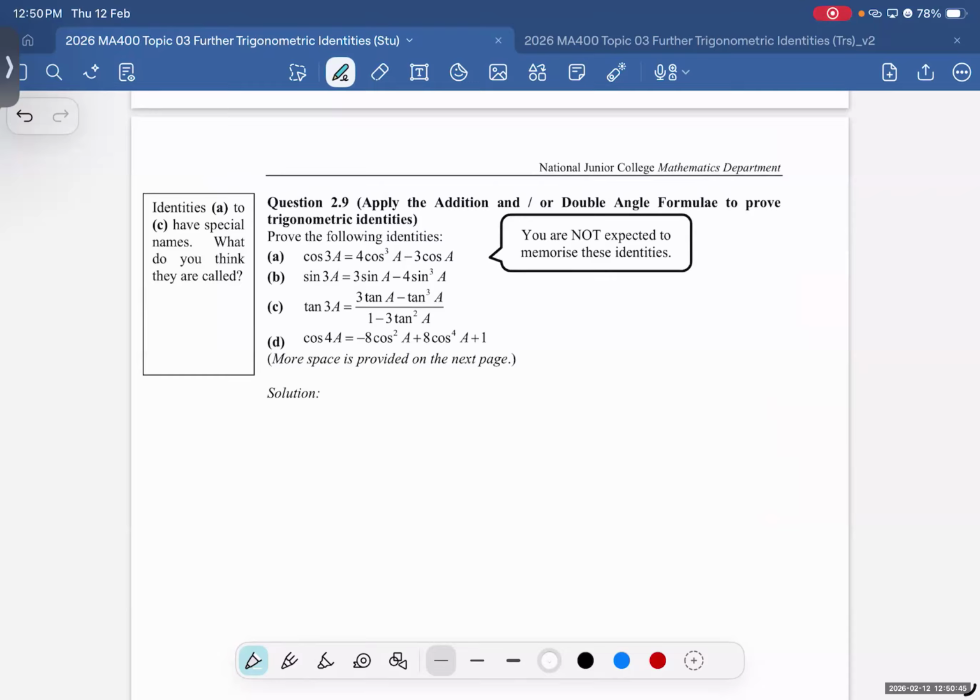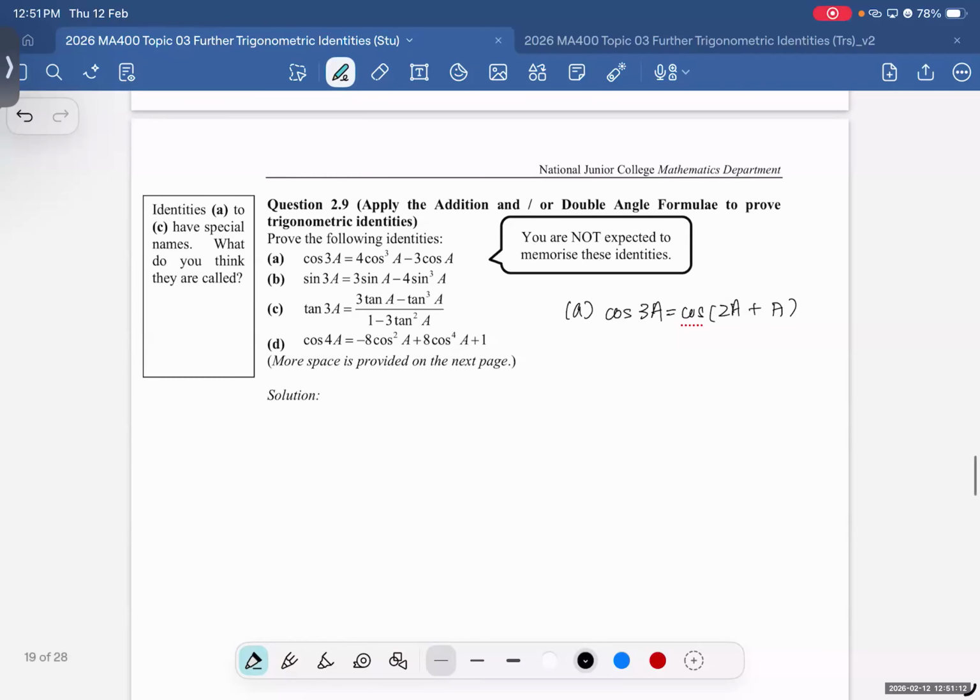2.9, if you are stuck, for part A, consider changing cos 3A to maybe cos of 2A plus A. That might help. Start with taking cos of 2A plus A first. I can see you're trying very hard for 2.9. Wonderful. You can say that it's cos A cos B minus sin A sin B.